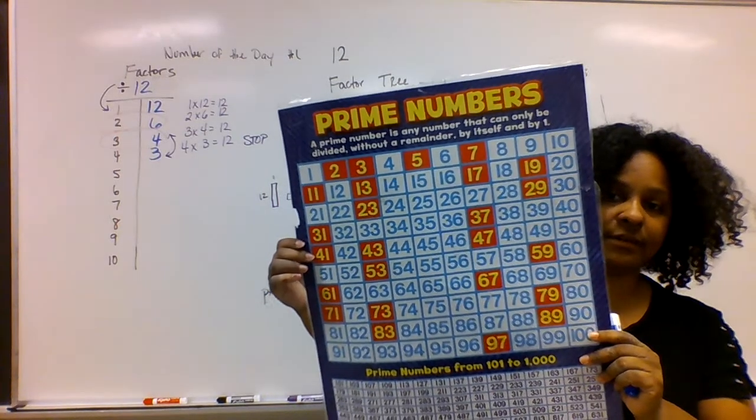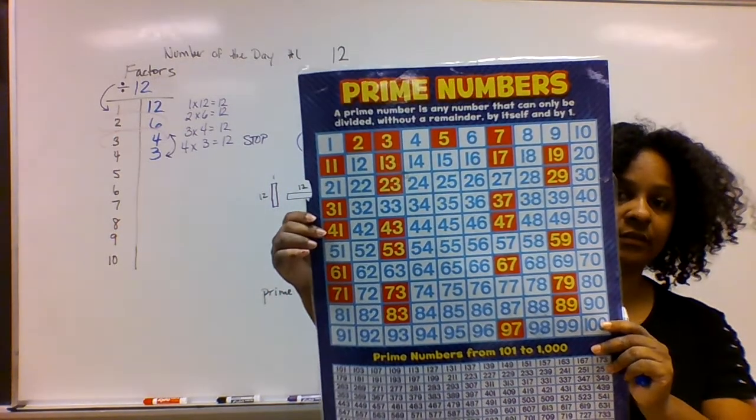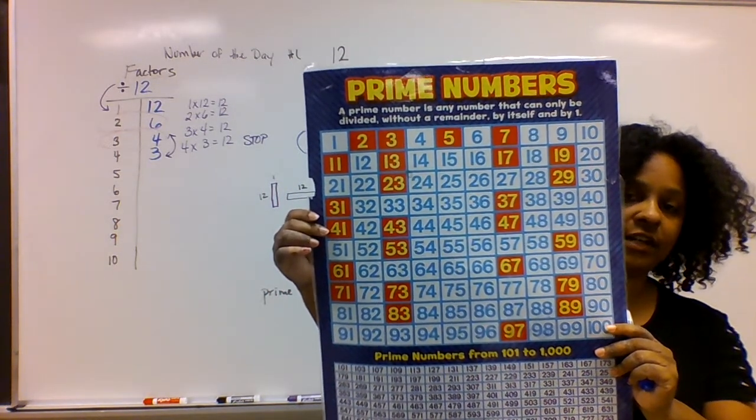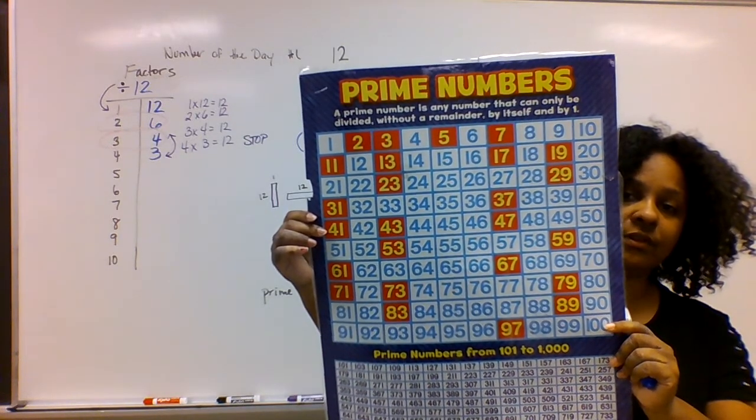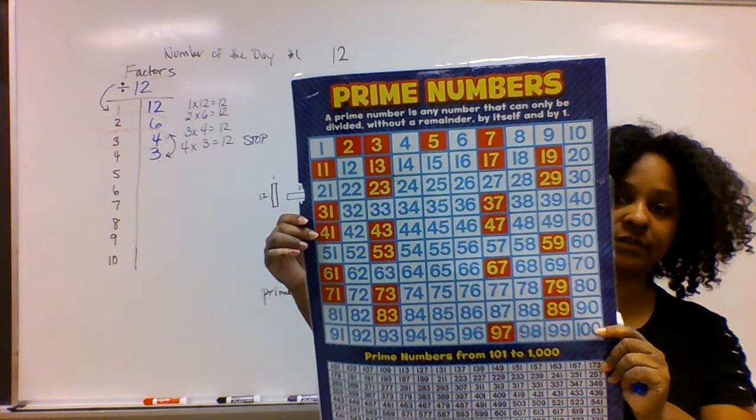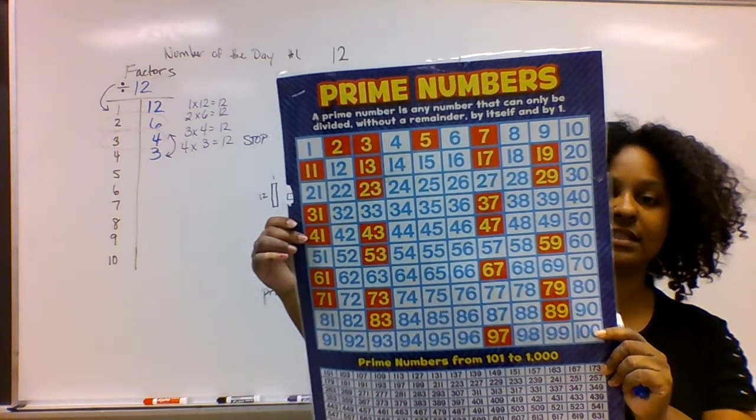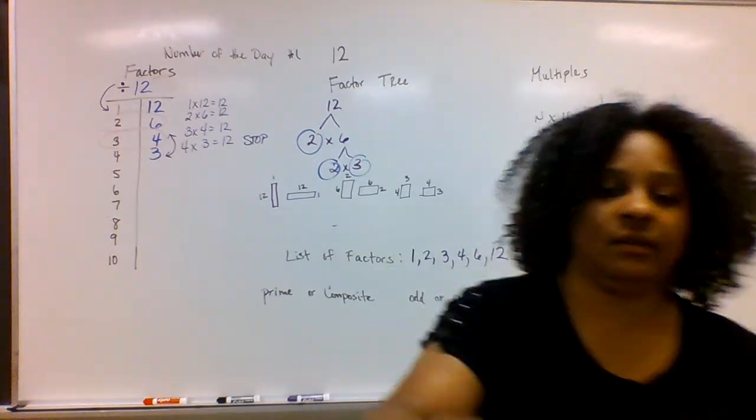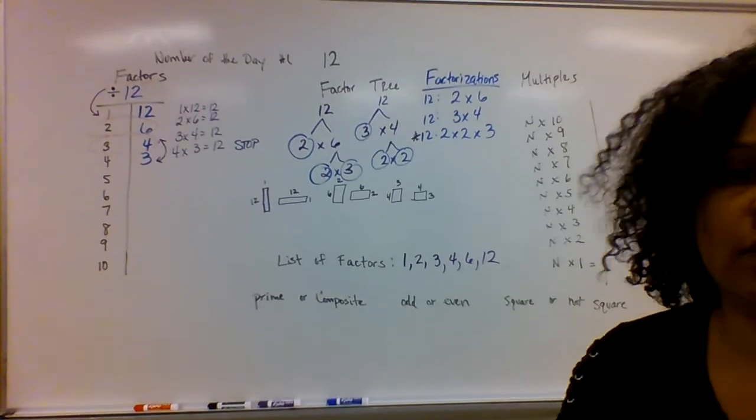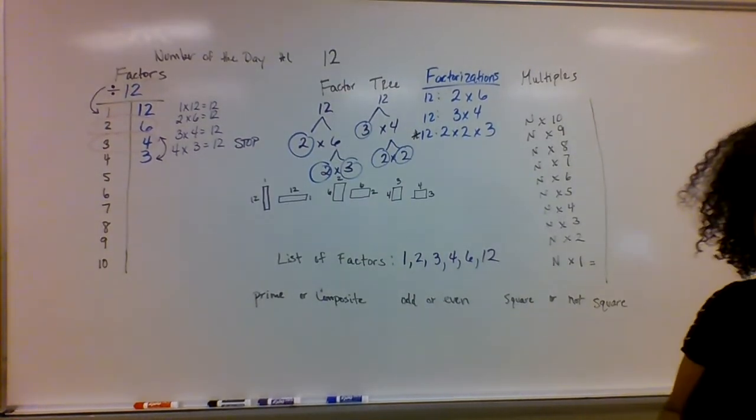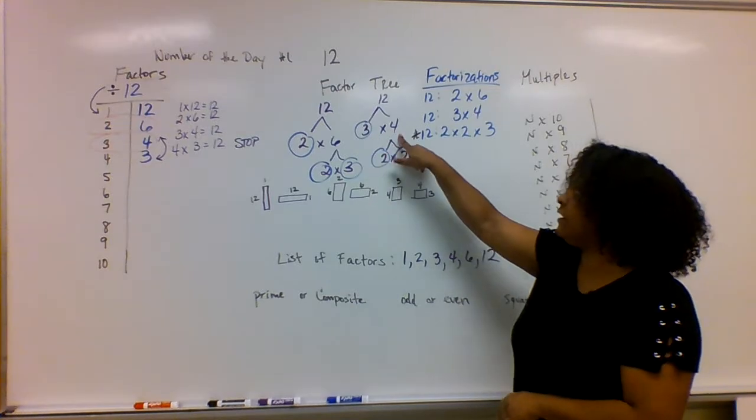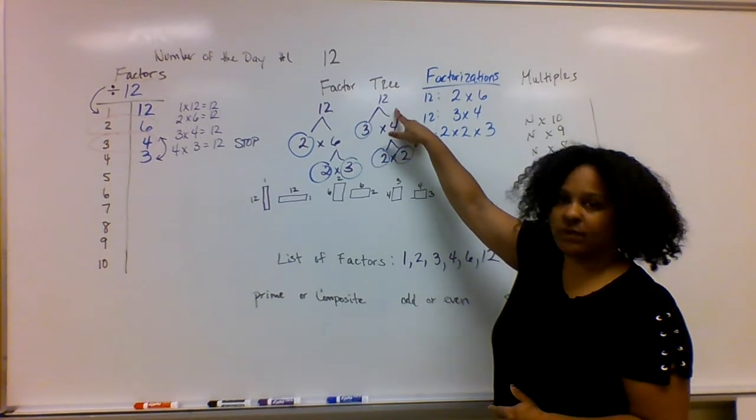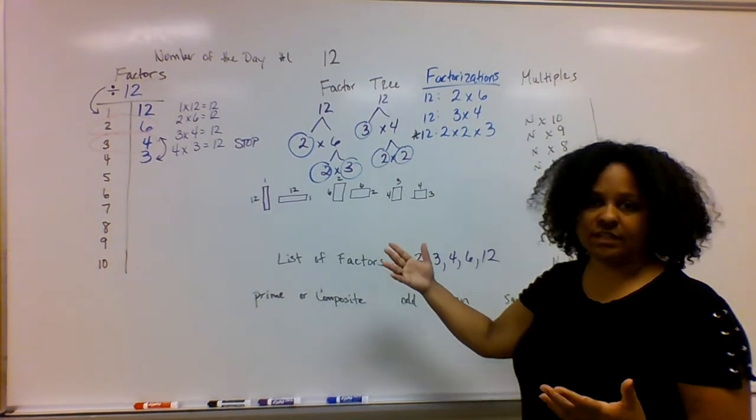Remember, a prime number has exactly 2 factors, one and itself. So as you can see, all the red numbers are prime numbers. So 2 and 3 are prime numbers. 6 is not red, so 6 is not a prime number. I do want to point out that you could have chosen the factor pair of 3 times 4. So 3 times 4 is a factor pair that equals 12. So you could have started that way as well.